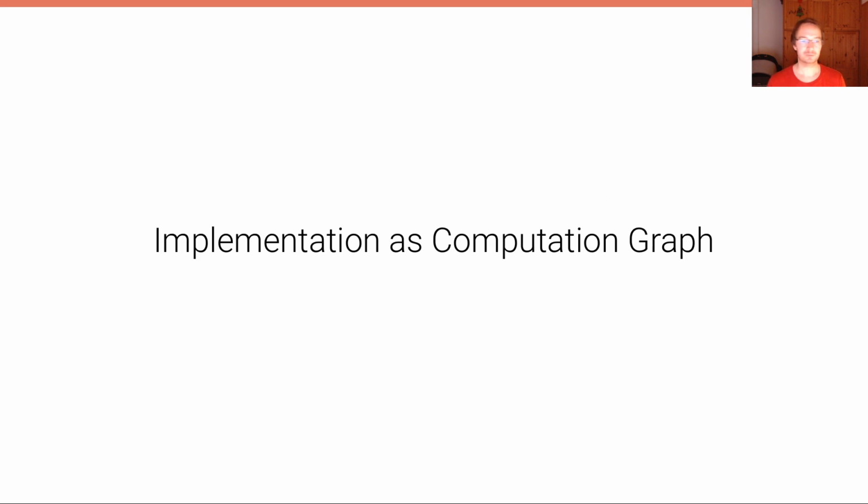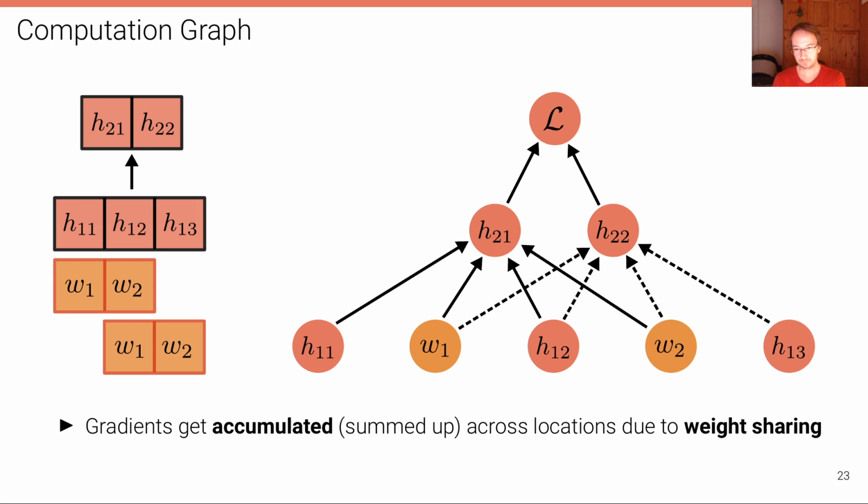Now, one open question is how this can be implemented in our computation graph framework. The only difference to what we had before is that these kernels are now local and the weights are shared across different locations. So for instance, here we have the input tensor, this is the output tensor, and we have this kernel W1, W2 that we swipe over the input to produce the output. You can see we have the same weights, W1, W2.